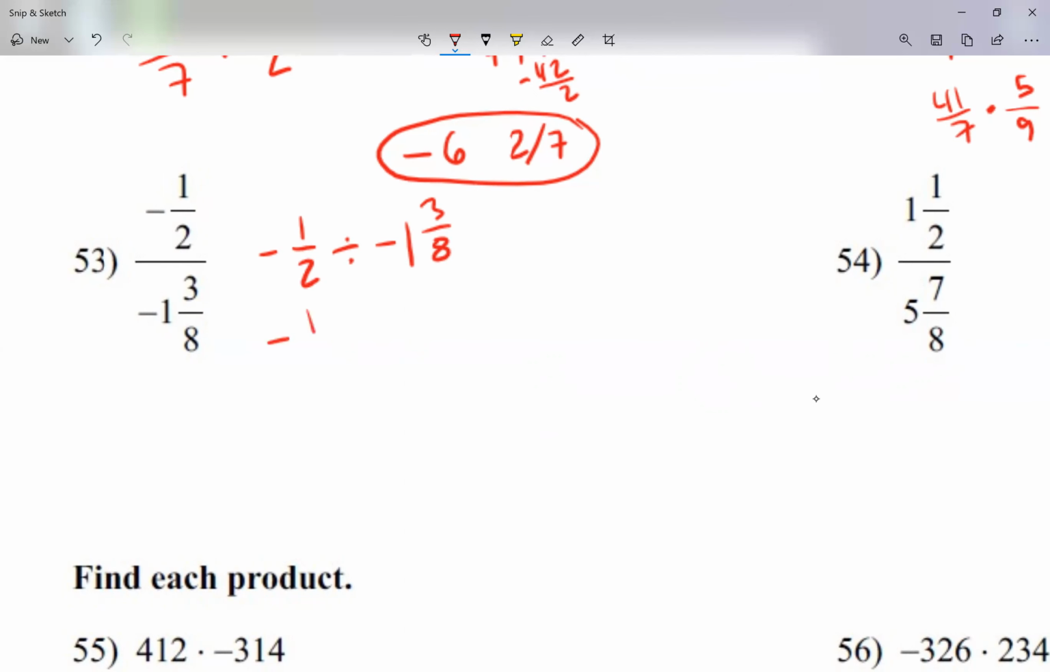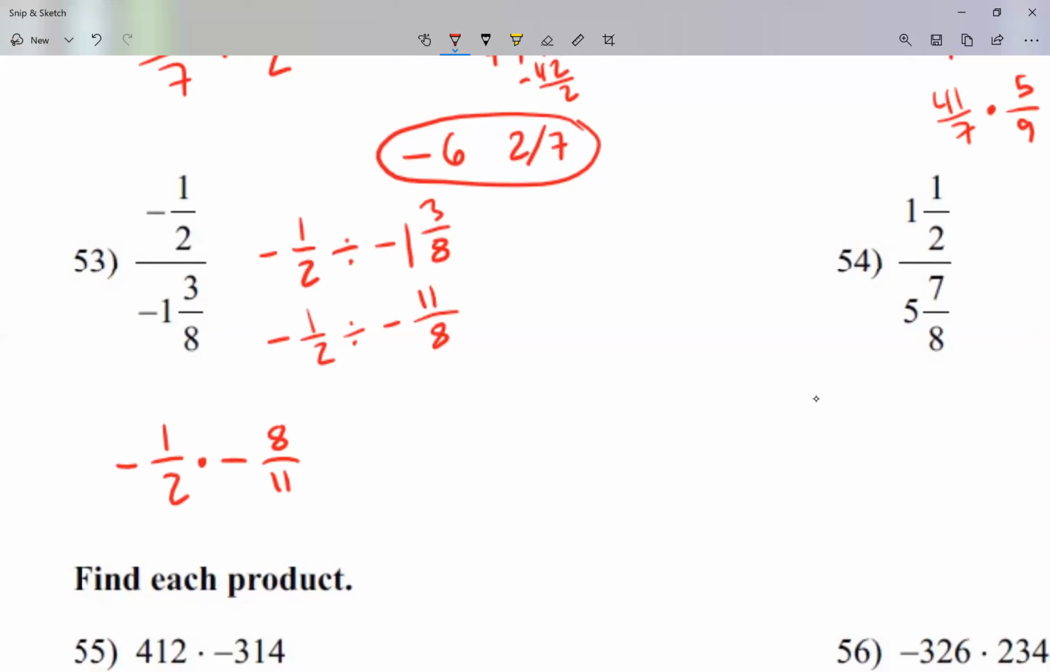I'm going to have negative 1/2 divided by, this is a negative with an 8 at the bottom. I'm going to go 1 times 8, add it to the top. So I have 11 over 8. Okay, so now I have a negative 1/2 times a negative 8 over 11. Now here I can simplify a little. I can choose the 8 and the 2. Right? I can divide each by 2. So now this is 4 and this is 1.